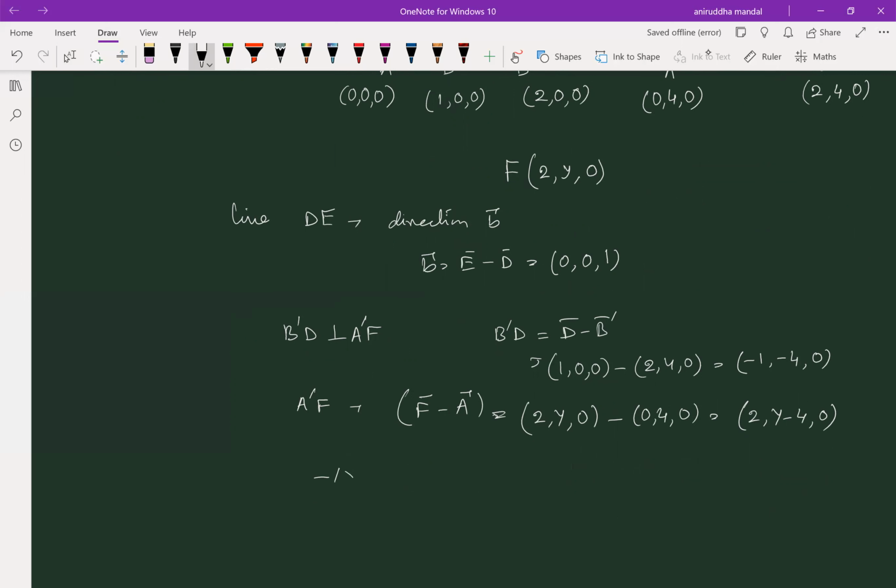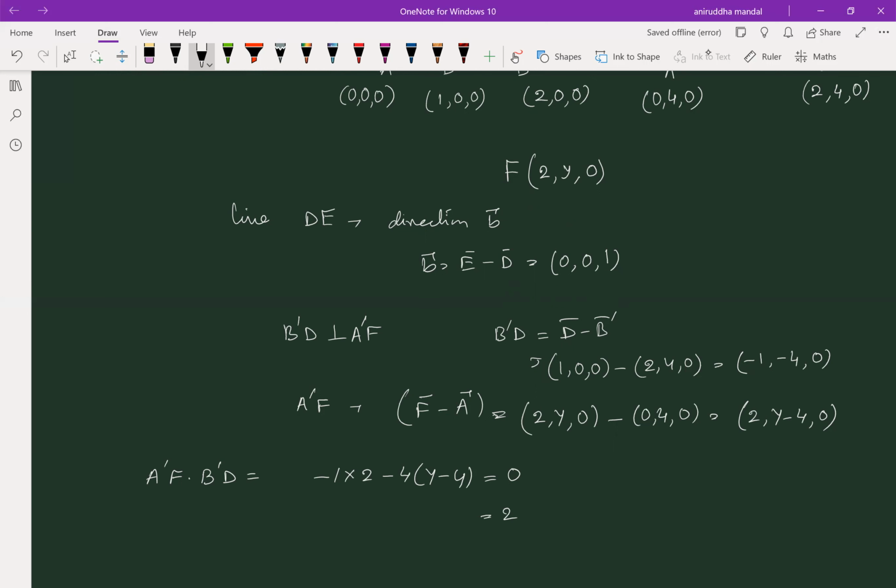Okay, now these two vectors are perpendicular, so their dot product must be 0. So we make the dot product of a dash f and b dash t. This should be 0. So minus 1 into 2, minus 4 into (y - 4), and this is 0. Okay, so solve for this.